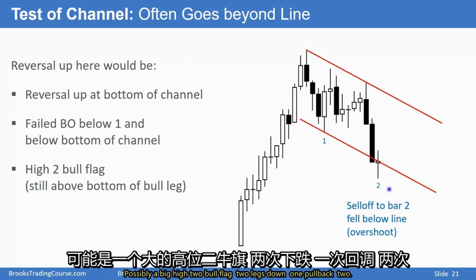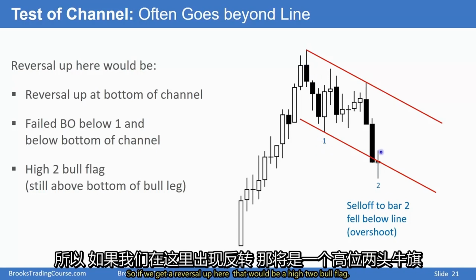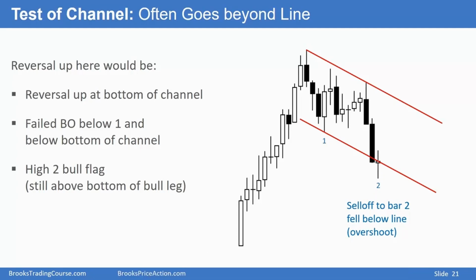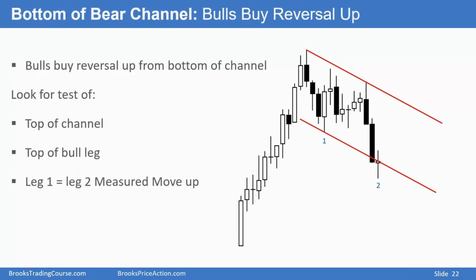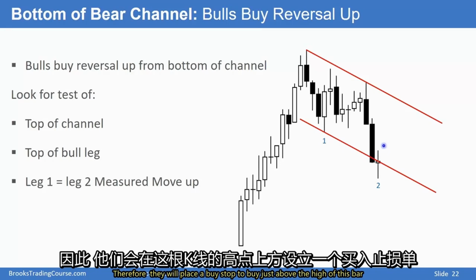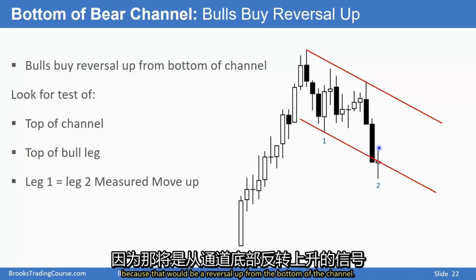Possibly a big high 2 bull flag, 2 legs down, 1 pullback, 2. So if we get a reversal up here, that would be a high 2 bull flag. This would simply be an overshoot, a failed breakout below the bottom of the channel. Bulls look to buy a reversal up at the bottom of the channel. Therefore, they will place a buy stop to buy just above the high of this bar, because that would be a reversal up from the bottom of the channel.